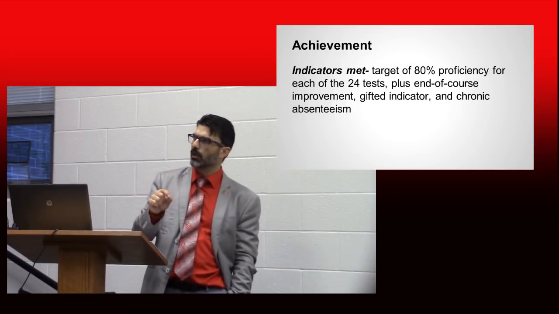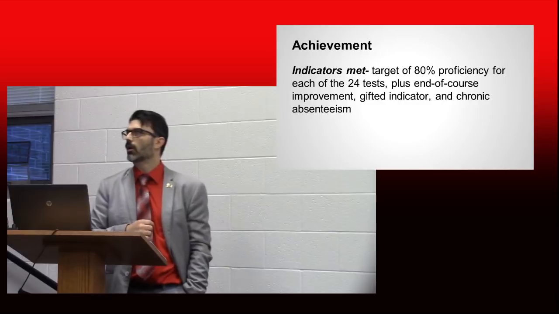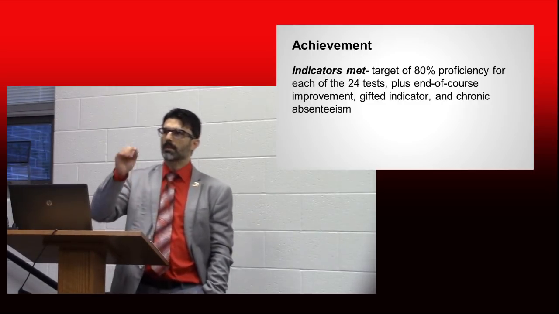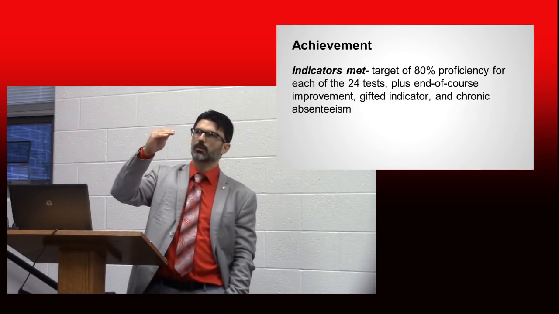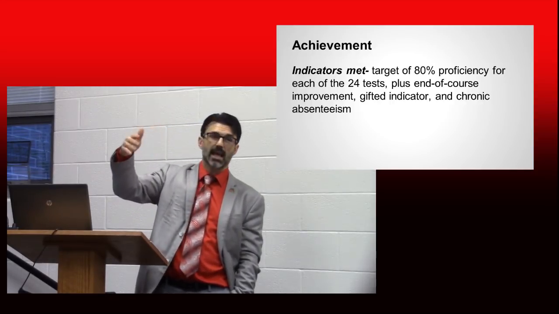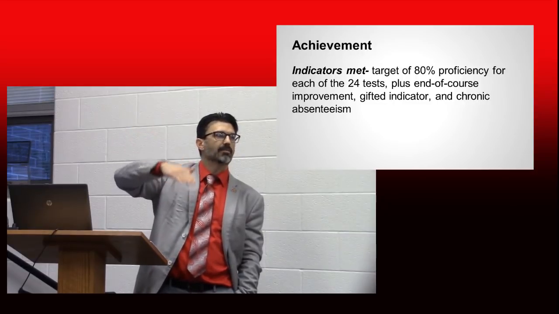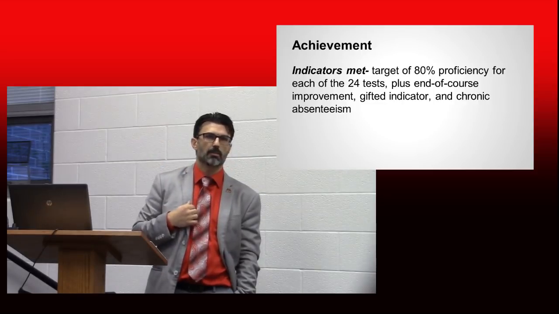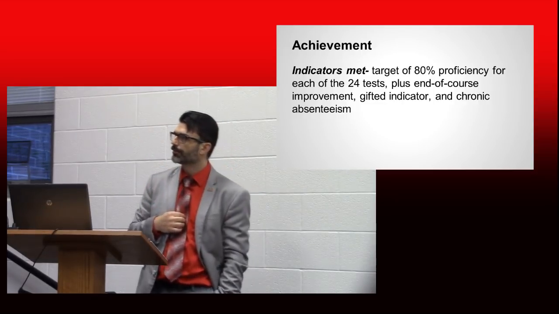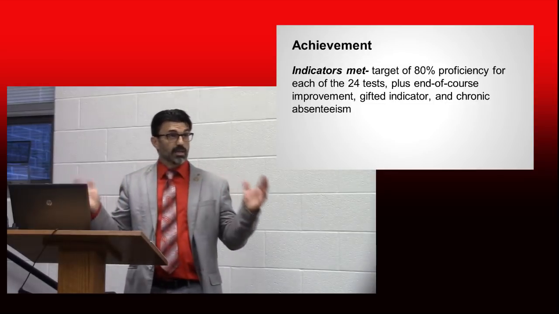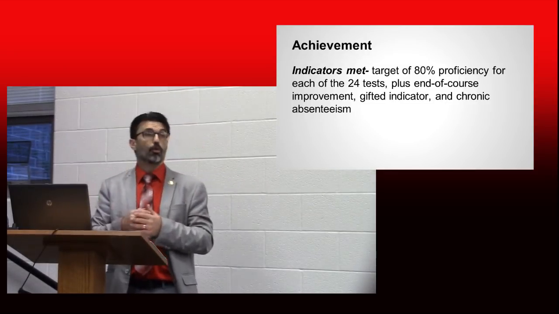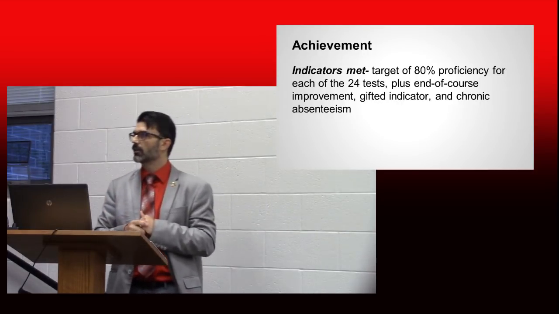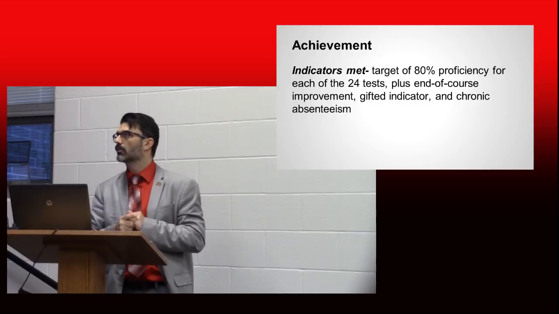The second input under the achievement category on the report card is indicators met. To get one of the tests under indicators met, you have to have 80% or more of the students proficient on that particular test, 80% or greater. That's over 24 tests. There's also 4 other indicators that can be met other ways, which are end-of-course exams, a gifted indicator, and chronic absenteeism.